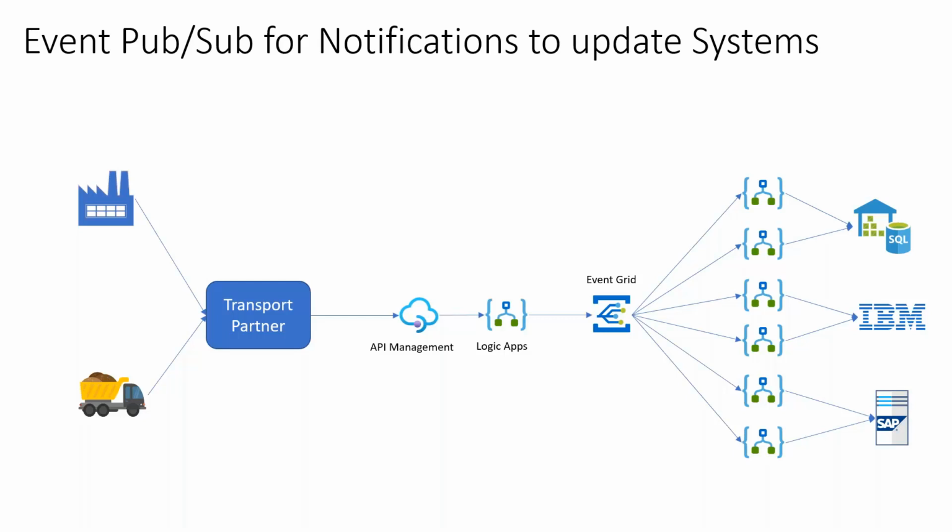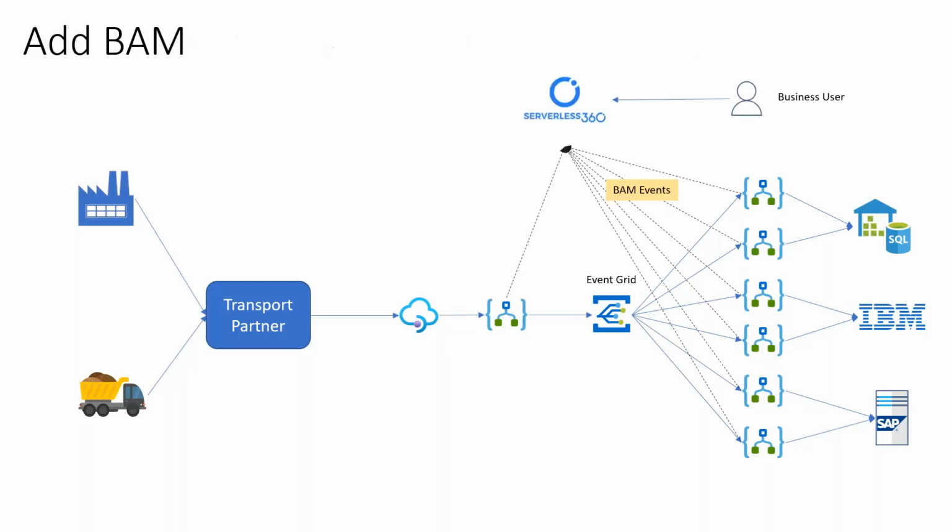Now, if we bring BAM into play here, what we would do is have the different logic apps send BAM events to Serverless 360's BAM API. And then that's where the user would be able to use Serverless 360, and they'll be able to see what's going on and manage those transactions. And we get all this visibility of what's going on under the hood without having to be a logic app expert, an event grid expert, or really know anything about the technical implementation. It's almost like I don't really care anymore. I'm just managing my business transactions.